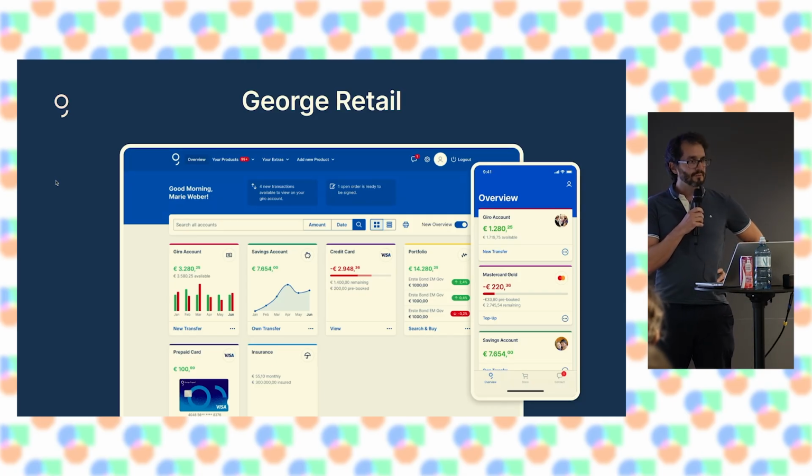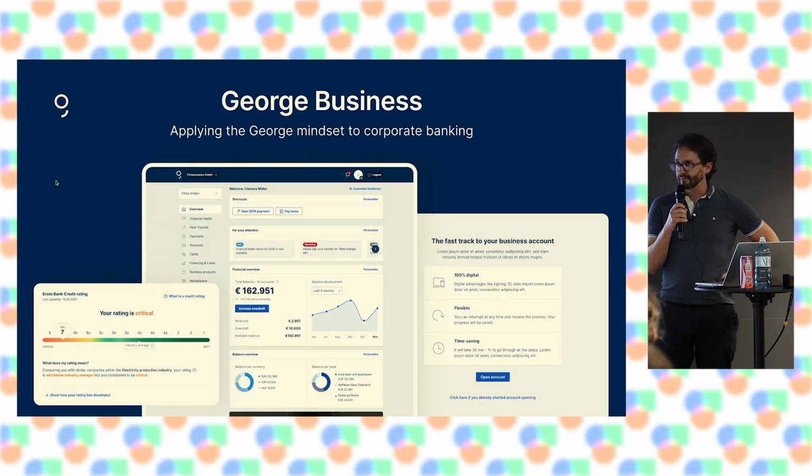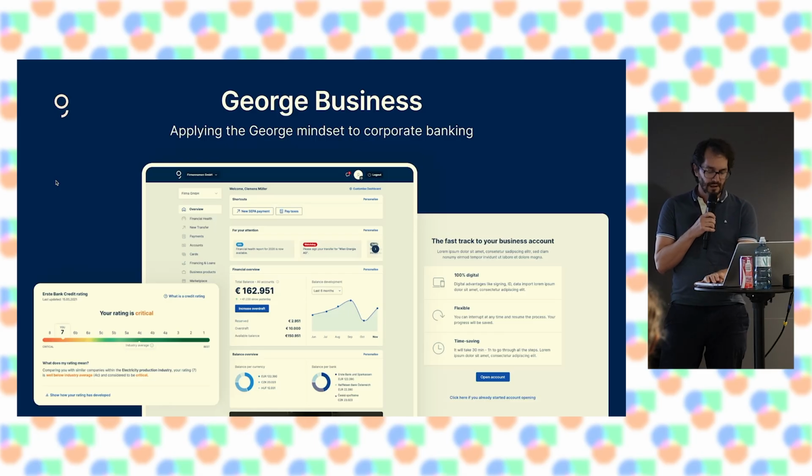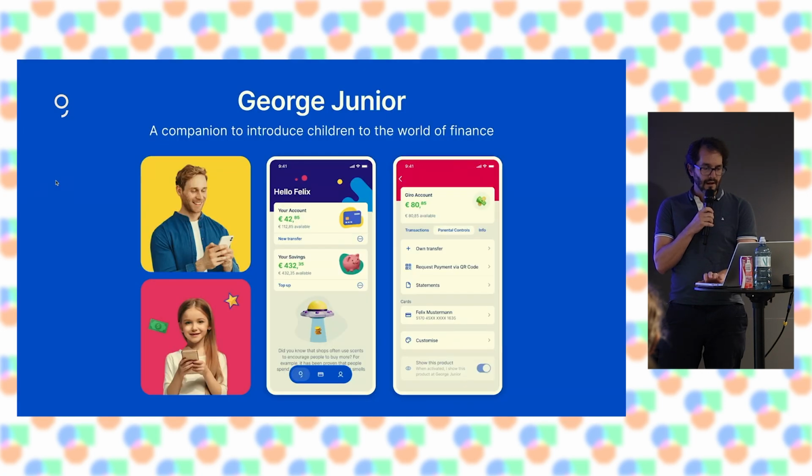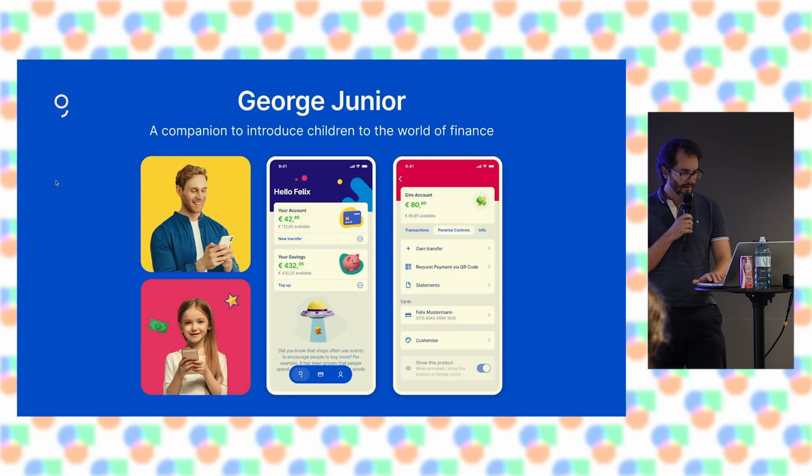There are several products when it comes to George. Retail is one of them, and all of them are powered by the two design systems we have, one for web and one for mobile. There is also George Business. This is, well, you might guess it, online banking for large corporate business customers, also powered by the George Design System. And there's also George Junior for our smallest and youngest customer segment, children and becoming adults, to introduce them to the world of finance and, more importantly, to the world of financial literacy.